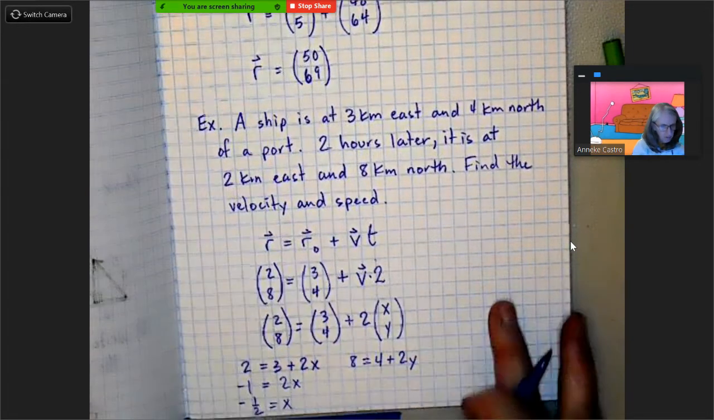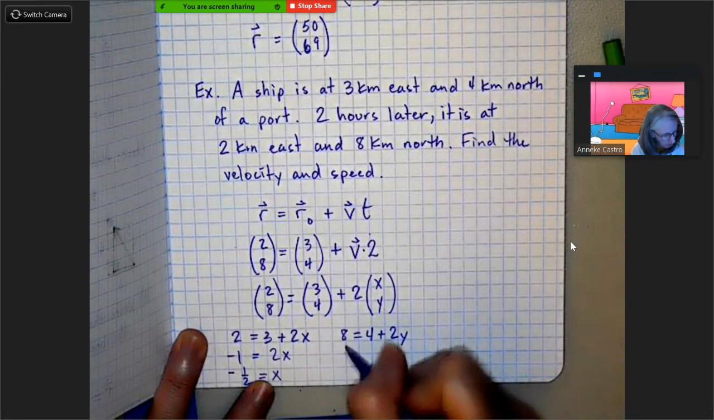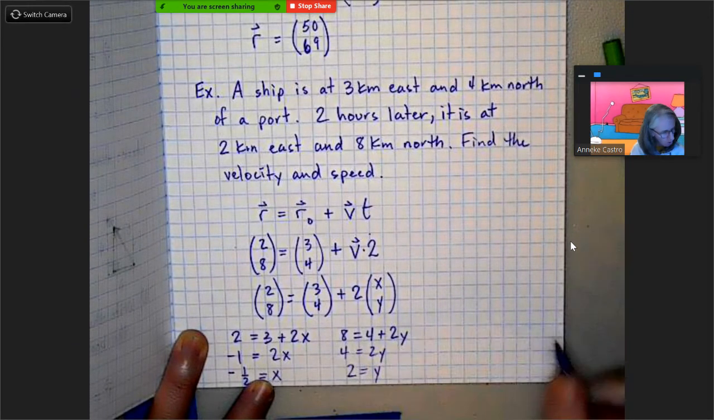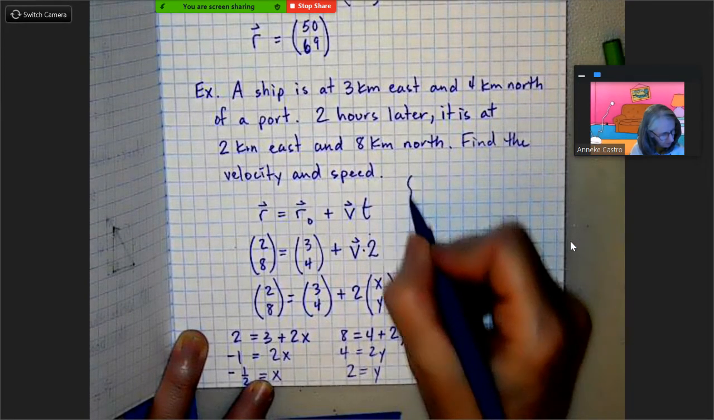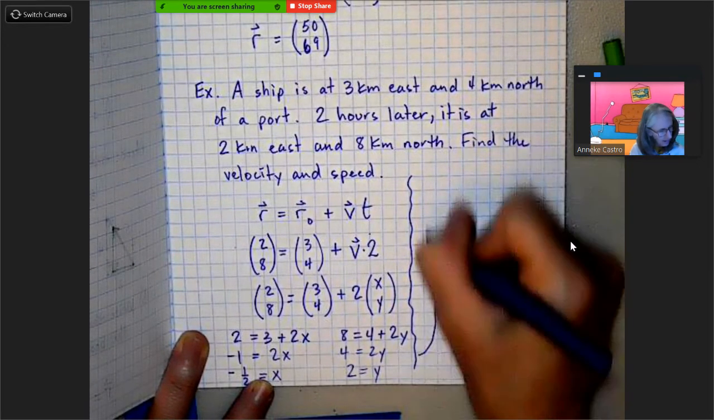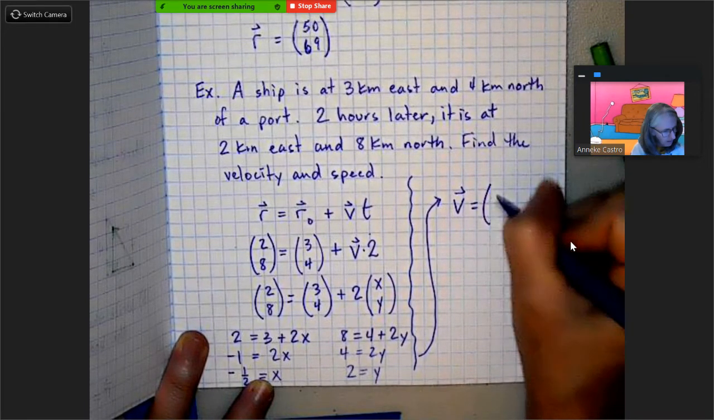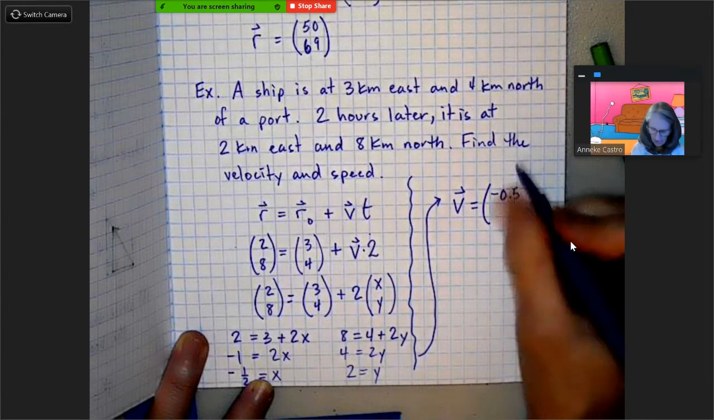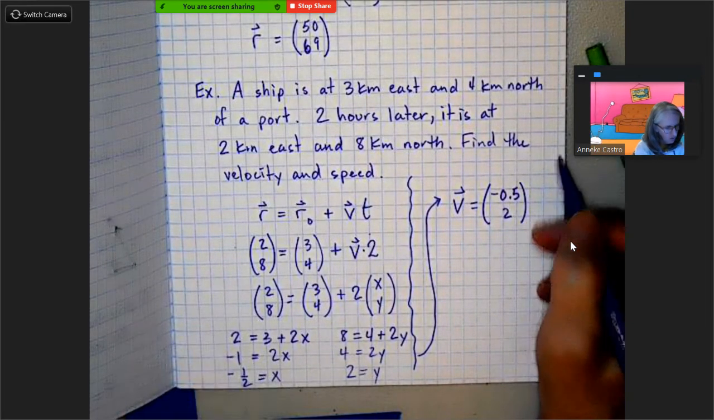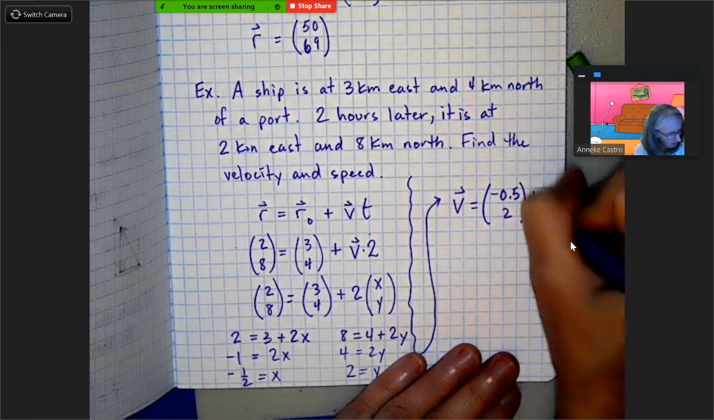And the other one, sorry, I'm getting off the bottom again. Minus 4, I get 4 is equal to 2y. So I get y is equal to 2. I don't want to have to turn the page, so I'll just do this. Okay, so therefore my velocity vector is equal to negative 0.5 and 2. And since our units were kilometers and hours, this is going to be kilometers per hour.